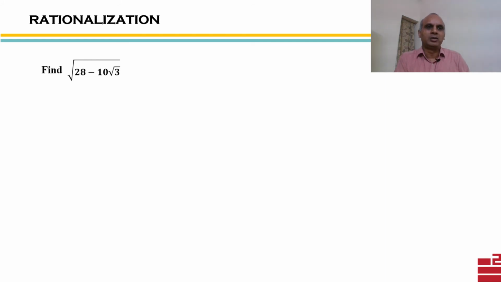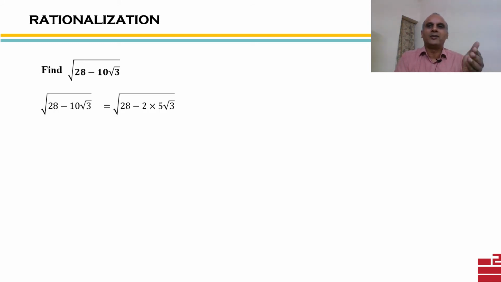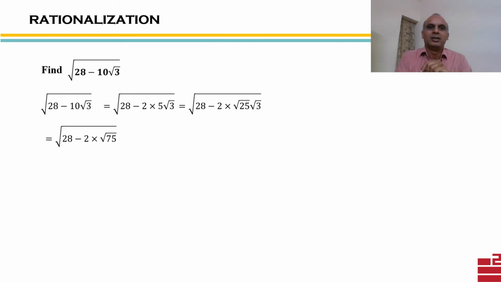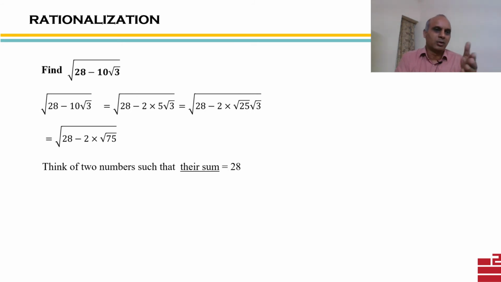Let's find out the value of this. Square root of 28 minus 10 root 3. As usual, we have to ensure that the coefficient of the root term is 2. So we transform this like this. I'm not elaborating any further. You will get finally this: root of 28 minus 2 root 75. And think of two numbers such that the sum is what? 28 and product is 75.